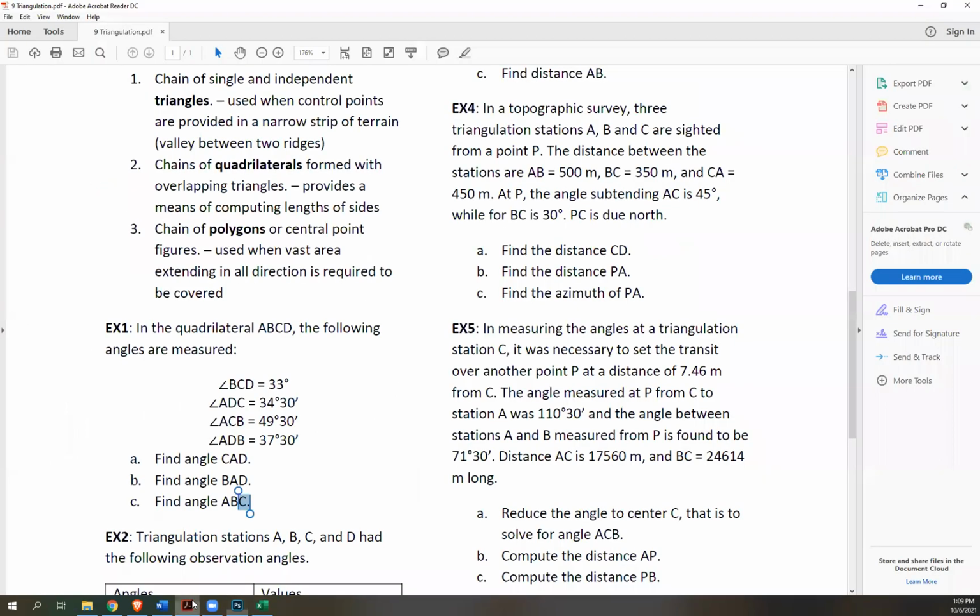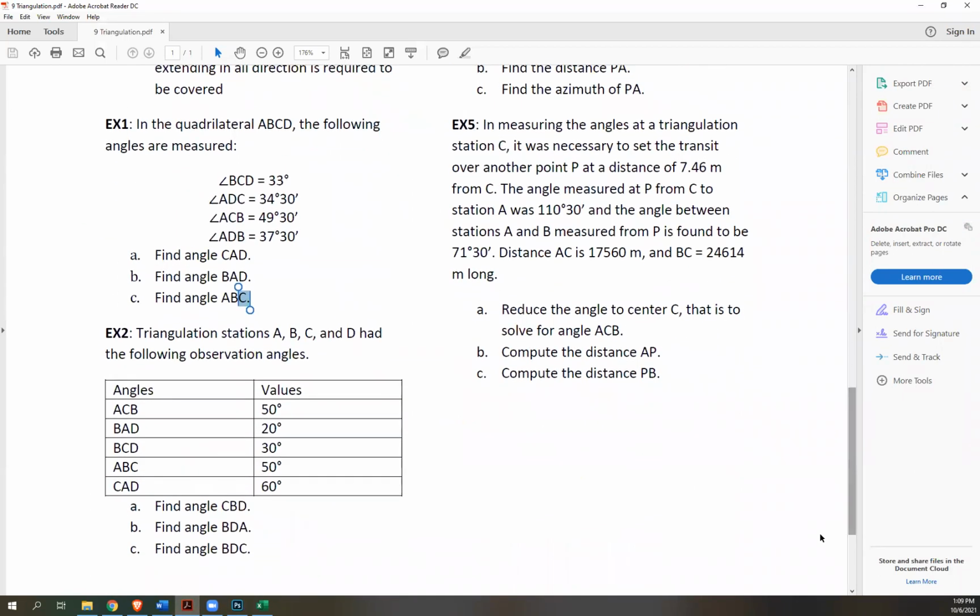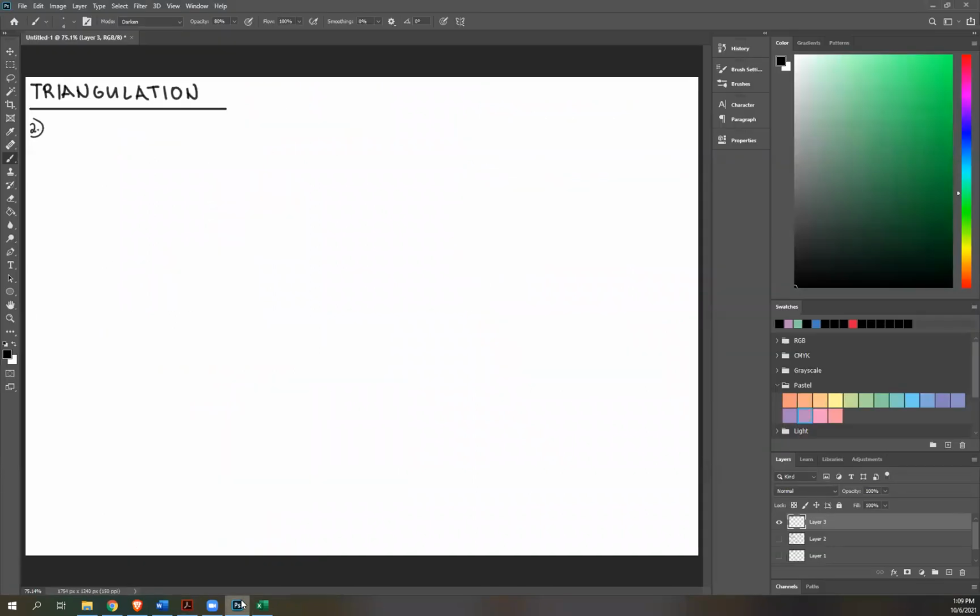All right, number 2. Triangulation stations ABCD had the following angles. Find CBD, BDA, BDC. So again, we're just looking for angles. So let's try to draw this once more. So A, B, C, D.